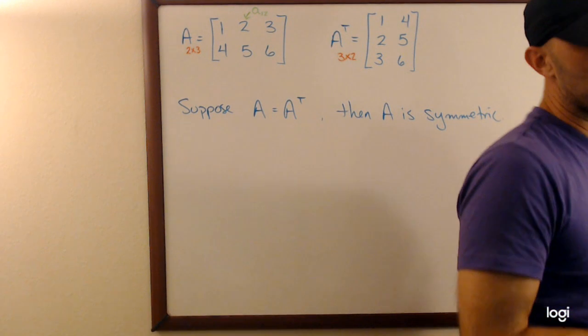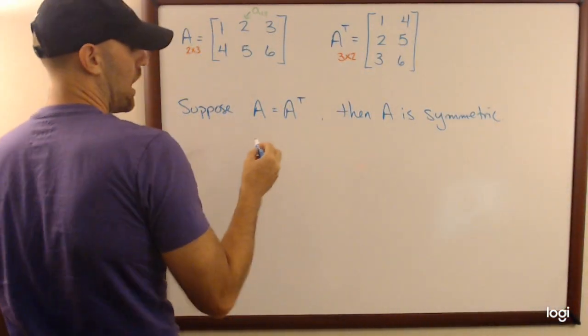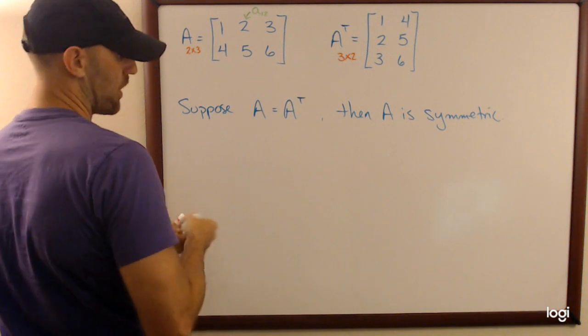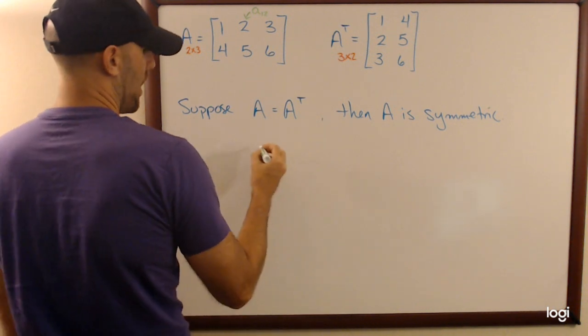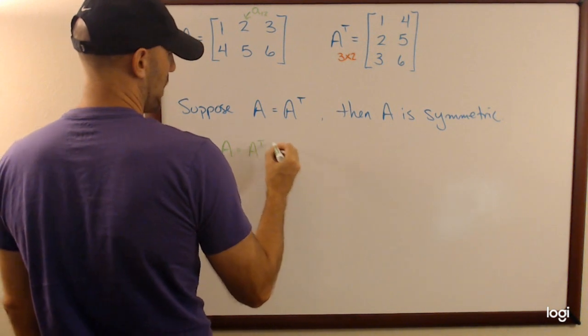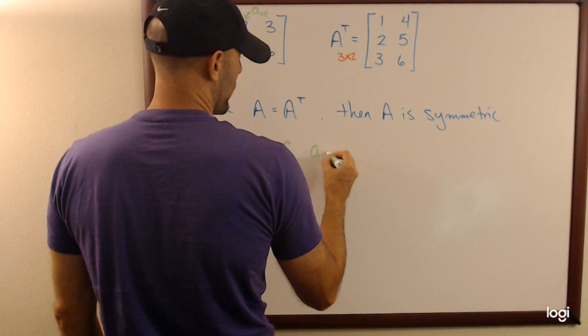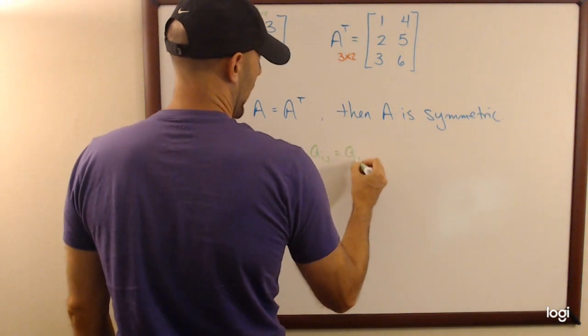The formal definition is pretty easy. The formal definition, I'm going to put it in a different color because I'm not going to write the first part of this. So A equals A transpose if A sub ij equals A sub ji.